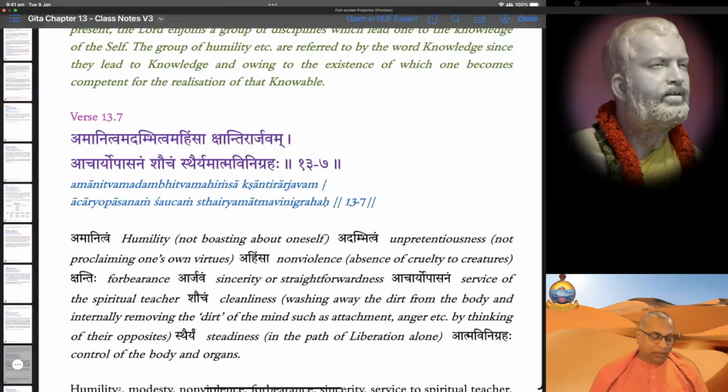And sthairyam, atma vinigraha. Sthairyam, steadiness, perseverance. If you don't have the sthirata, today you do this, tomorrow you do that, then nothing happens in life. You have to have that patience and steadiness, because we don't succeed in one single attempt. You have to keep on hammering on the same hard wall, and if you persevere, then the nail will penetrate into the wall. So those people who are not steady, who don't have this, they keep on doing all this window shopping. Today they do this, tomorrow they do that.